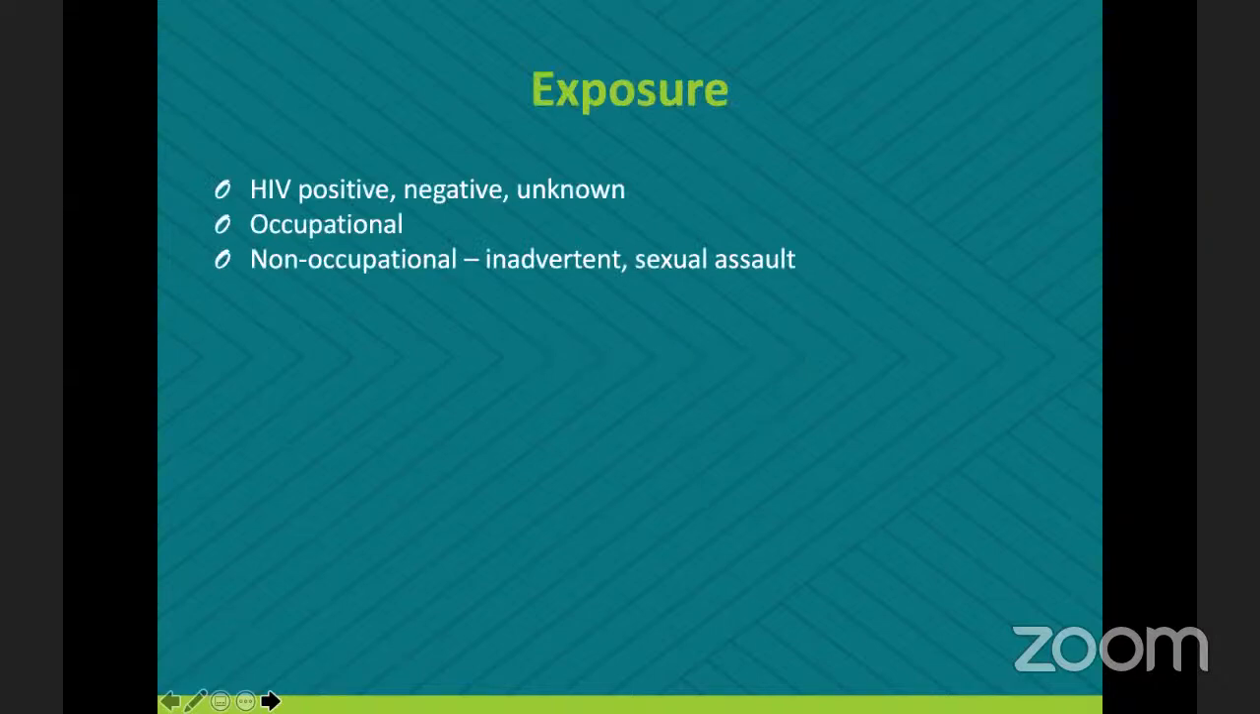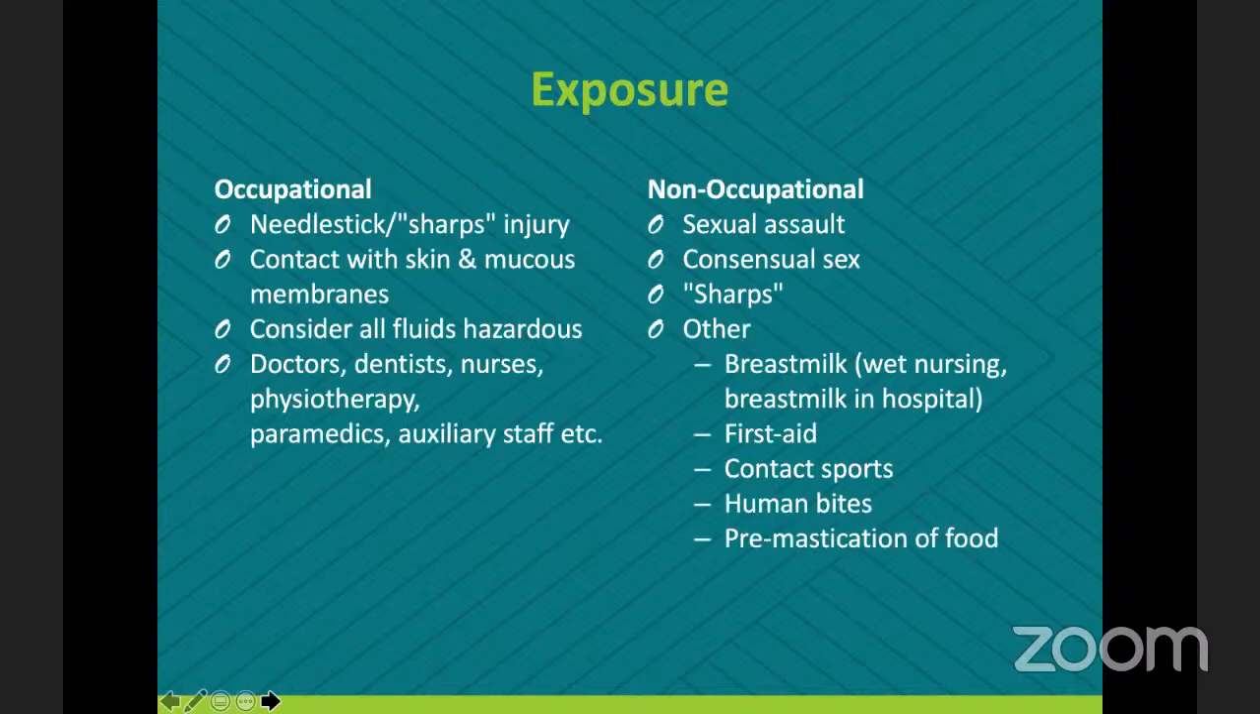If we could please go to the next slide. So there's different kinds of exposure. You can get exposed to infectious fluid from an HIV positive person, an HIV negative person, or a person who doesn't know. If they're unknown, you should generally err on the side of caution and consider them positive. Exposures may be broken down into, as per the EML, the National Department of Health guidelines, occupational and non-occupational exposures. And under non-occupational, it's further divided into inadvertent and sexual assault.